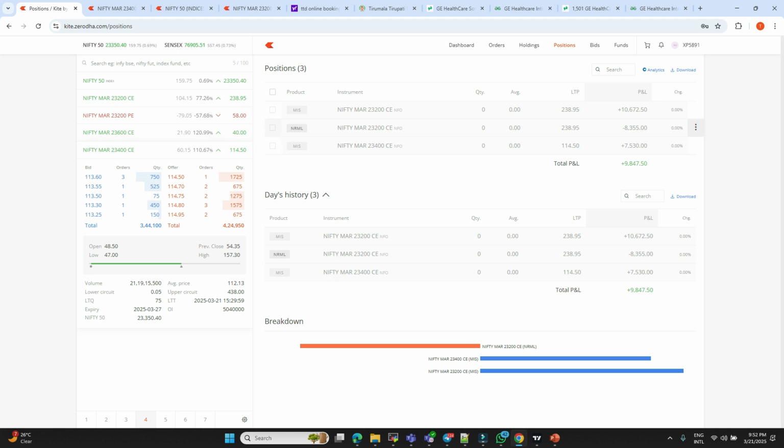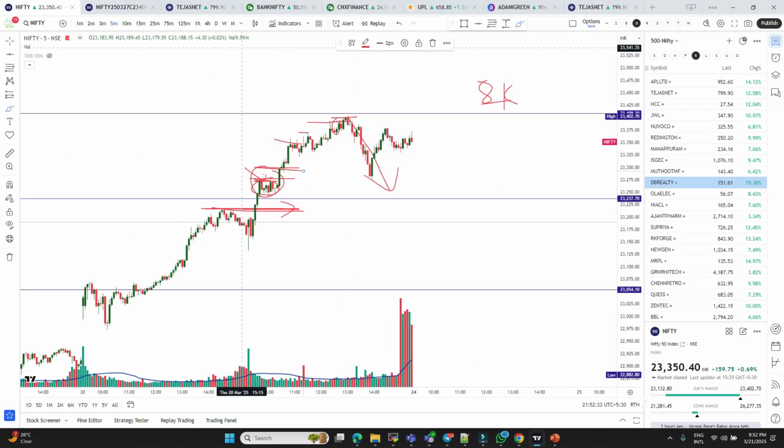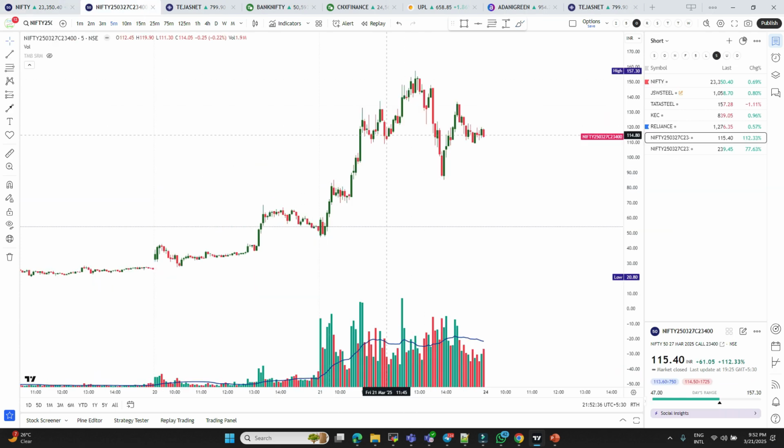I always trade in the money, most of the time. This is the first trade, where I lost 8,000 rupees. Then on the second trade, I made a 10,000 rupees profit, recovering the 8,000 rupees. Let me show you where I recovered. This is the move.